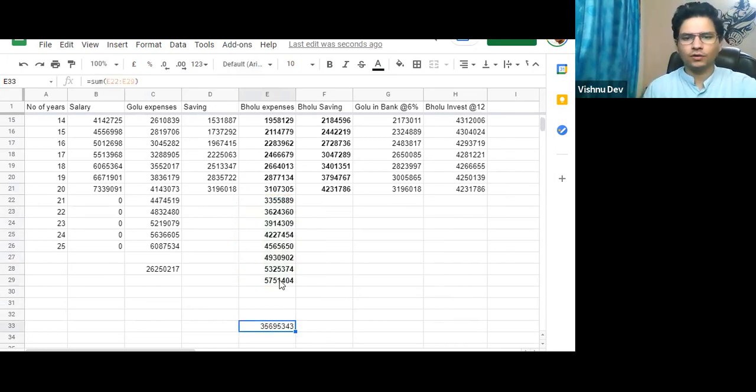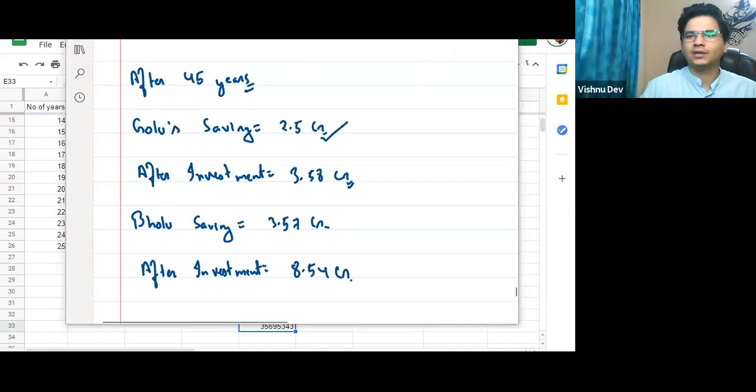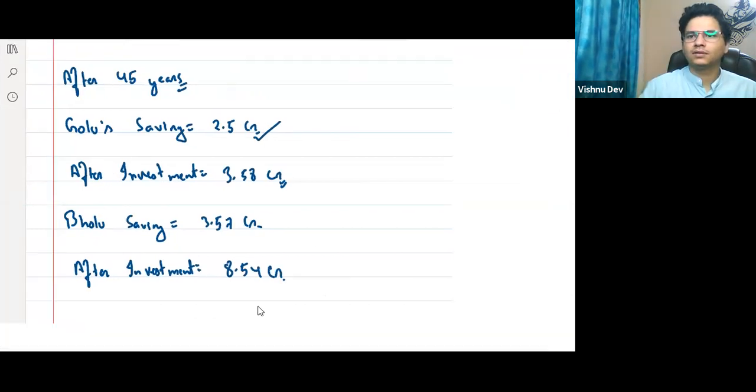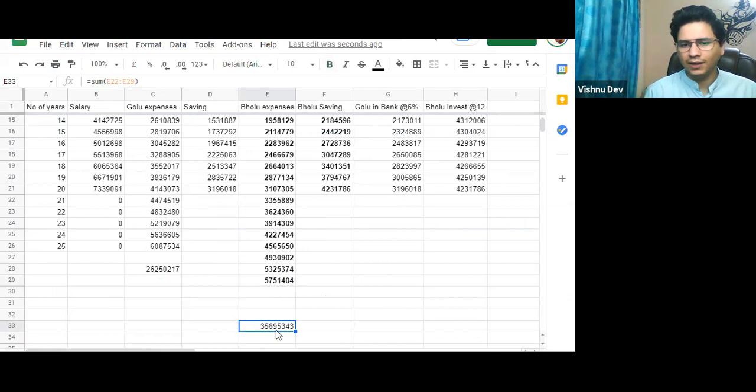So Bholu is surviving how many years? Bholu is surviving 8 years. Yes or no? Because he has saved how many rupees? I'm talking about just saving. Bholu has saved 3.57 crores. And his expense after 8 years will be around 3.57. So Bholu can survive only for 8 years.